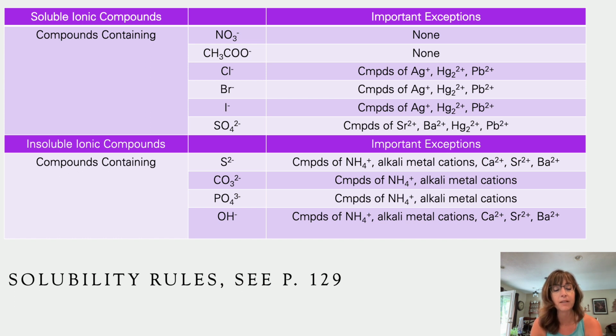There are some exceptions. Now in this case, that means they will be soluble. So if you have sulfur with ammonium, any of the alkali metals, that's from column 1. If you have sulfur with calcium, strontium, or barium, so that's column 2, those heavier elements, they are soluble. Same thing for carbonate. If you have carbonate with ammonium or anything from column 1, it's soluble. Phosphates, same thing. Hydroxide with ammonium or hydroxide with column 1 or hydroxide with those heavier ones from column 2, they are soluble.